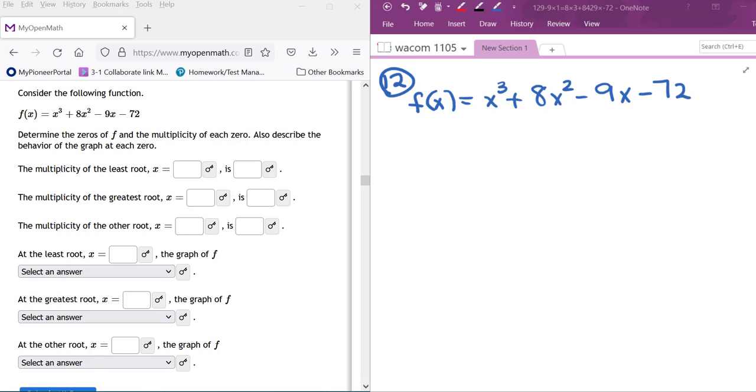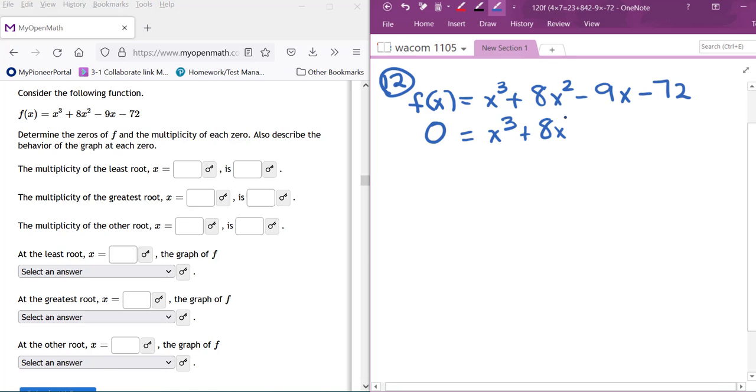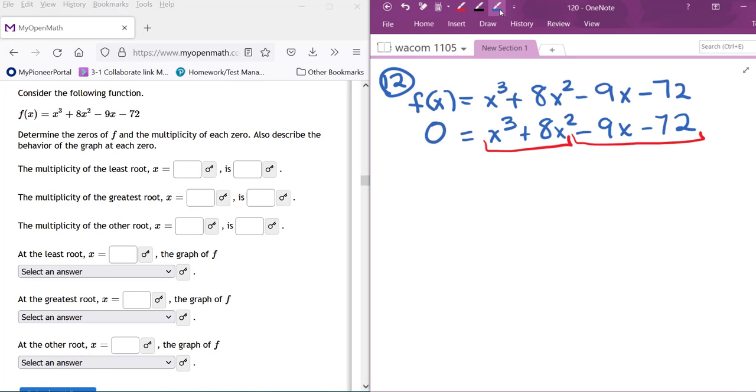It also asks us about the zeros and the multiplicity. This problem is not in factored form for us, so we are going to have to factor, set it equal to 0, and solve. So we'll have to work harder to find the zeros. So let's go ahead and set it equal to 0. And on this one, it's 4 terms. We can try to factor by grouping. That's a standard thing to try with 4 terms.